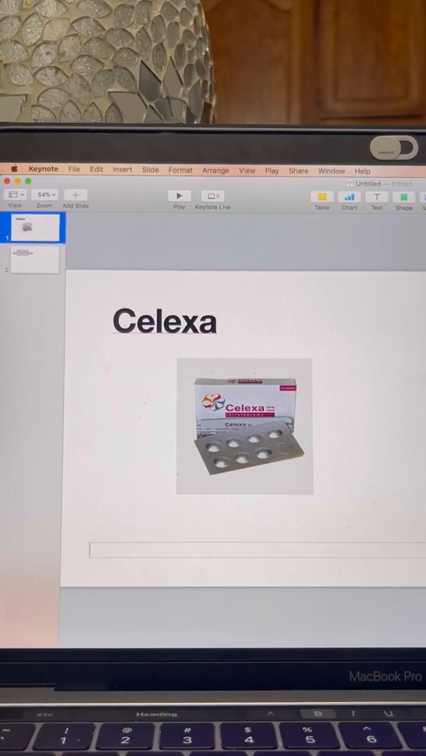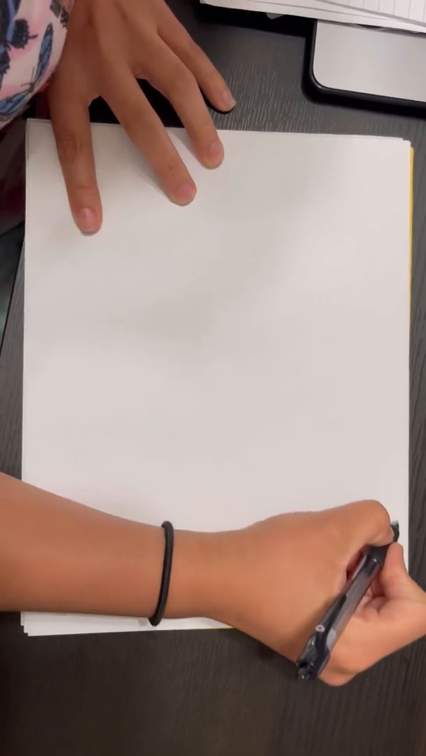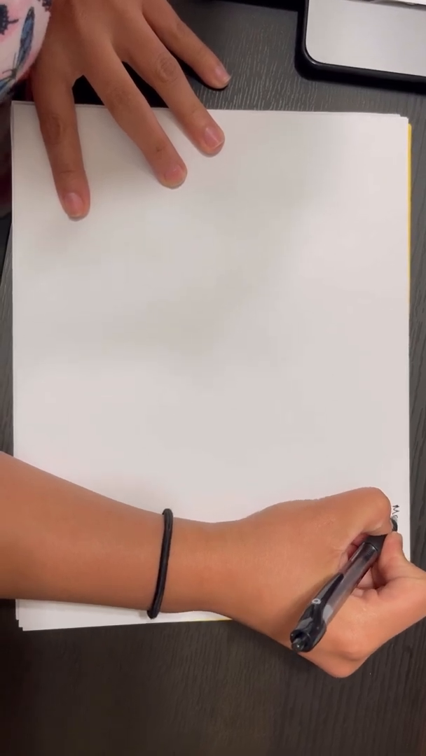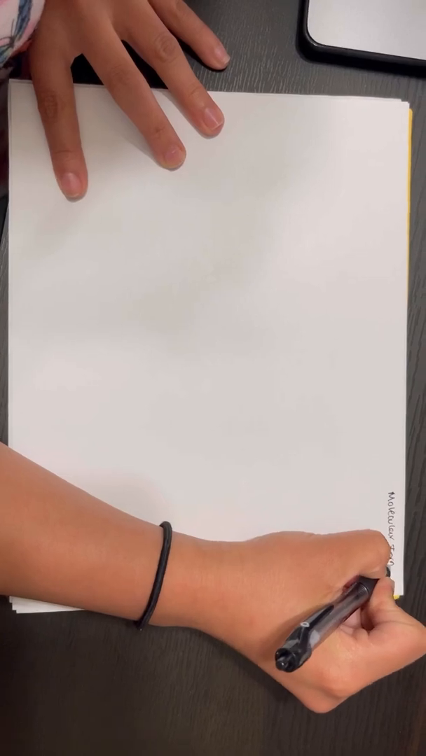Hi everyone, my name is Carolina and my drug is Celexa, also called citalopram. Today we're going to show you the brand name Celexa, the generic name citalopram, and the chemical names. So here's my molecular formula, which is C20H21FN2O.